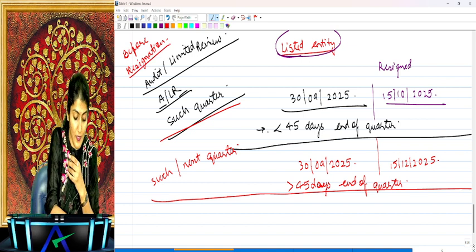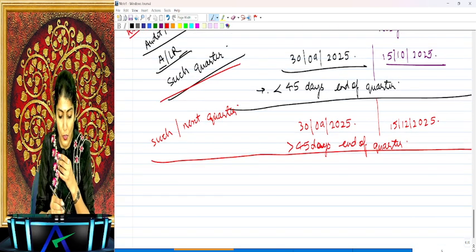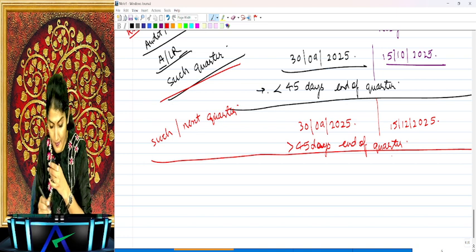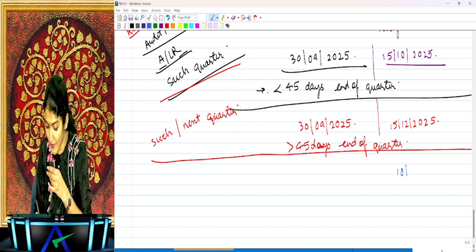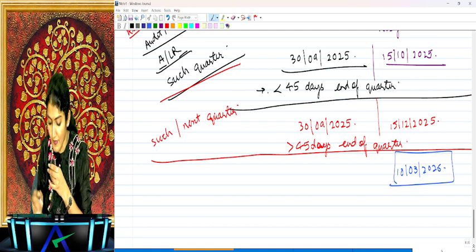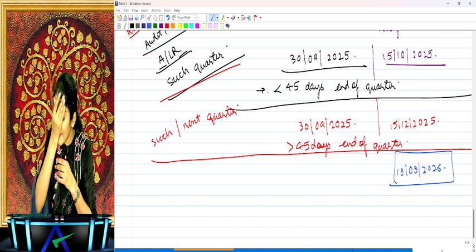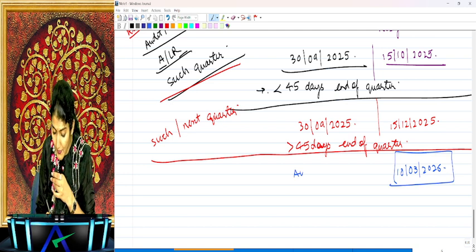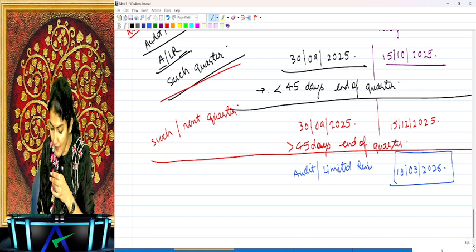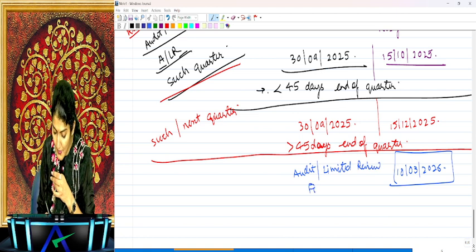Next one. Now the auditor has resigned on 10th of March 2026. Are you getting the third situation? Now, not considering 1 and 2 above, has the auditor already done the audit or the limited review of the first 3 quarters of the year? Yes. Then what does it say?